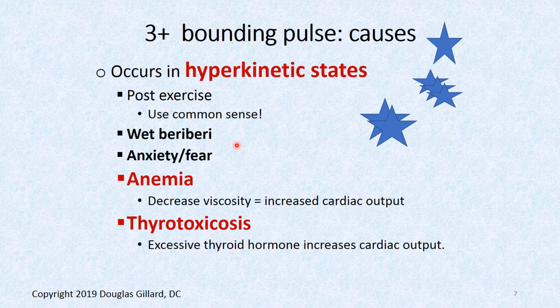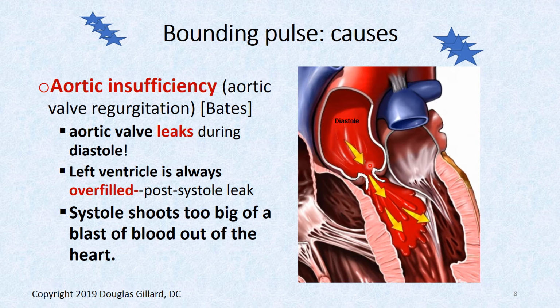So what I'm interested in, wet beriberi, we're not going to run into that in this country. Fear and anxiety, probably, unless they're really fearful anxiety. The answers I want you to know are anemia. Anemia decreases the viscosity of the blood, therefore it increases cardiac output, and you get a really strong pulsation to make up for that decreased viscosity. Hyperthyroidism drives the heart really fast as well. Aortic insufficiency is notorious for causing a bounding pulse.